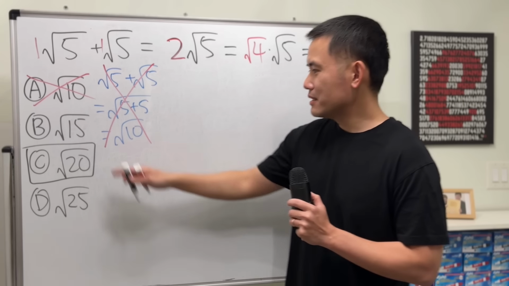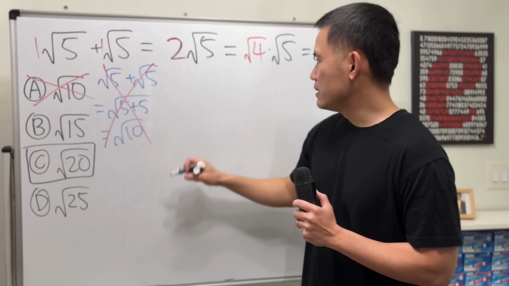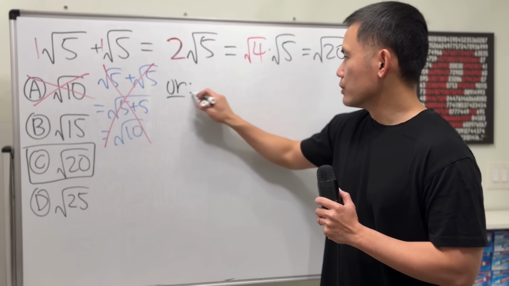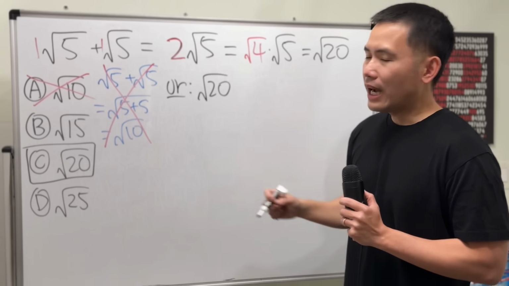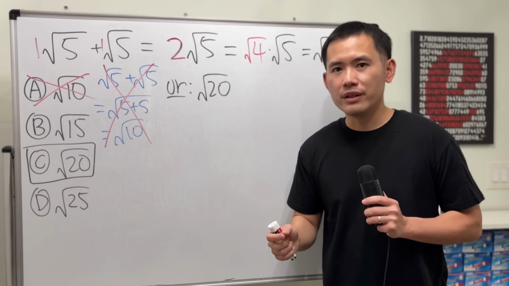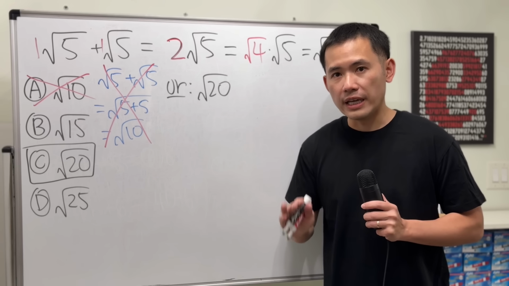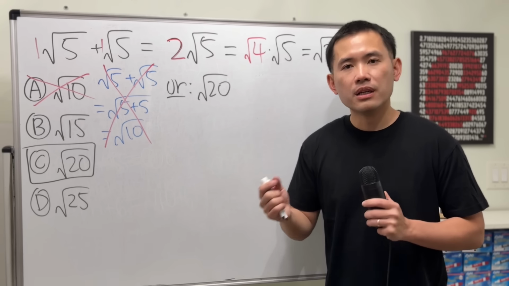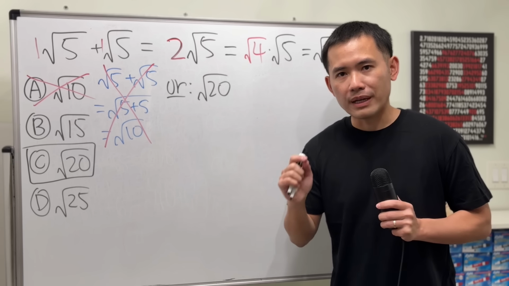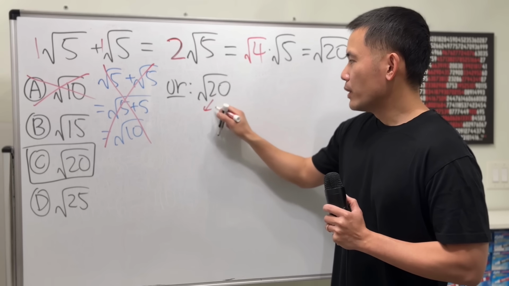Another way to look at it is you go through these options and you start with square root of 20 and you ask yourself, what times what will give you 20, but one of the numbers has to be a perfect square. Do not say 2 and 10. 2 is not a perfect square. 10 is also not a perfect square. But 4 works. By the way, don't ever say 1.